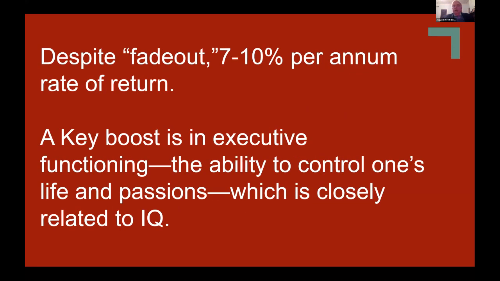Despite this so-called fade out, 7 to 10% per annum is the rate of return. So if we take an after-tax adjusted analysis, so we account for any distortion, the usual kind of analysis of welfare costs, we find a 7 to 10% per annum rate of return.